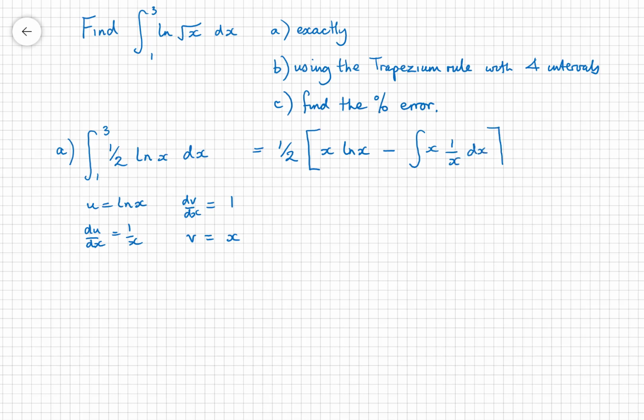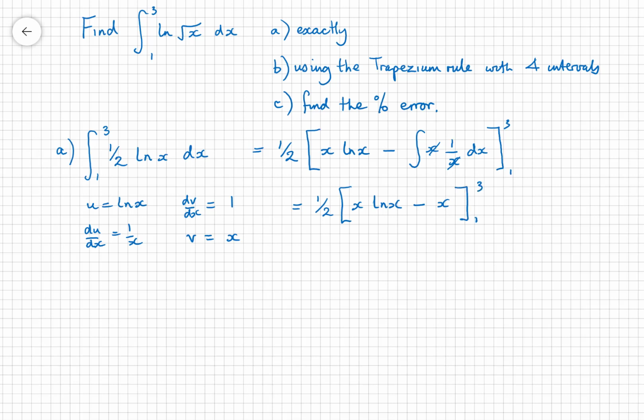And remember, all of that, both the x ln x and the integral that we haven't completed yet, is going to be evaluated between 1 and 3. And that then becomes a half x ln x, and when the two x's cancel in that expression above and I integrate, I would just have x.